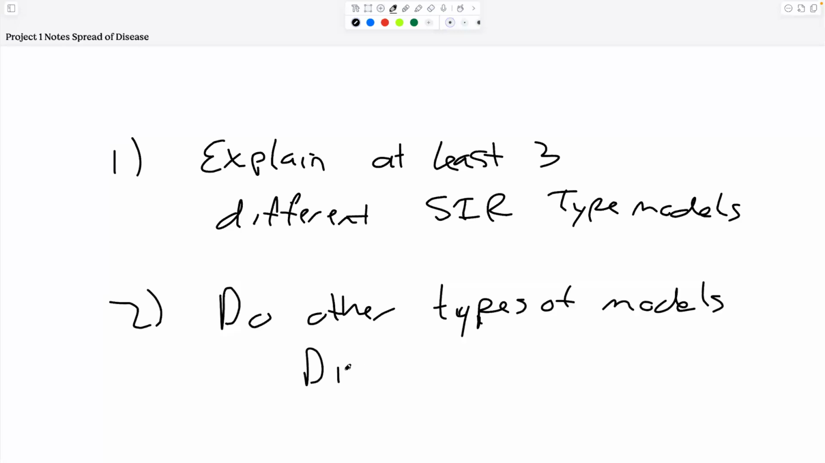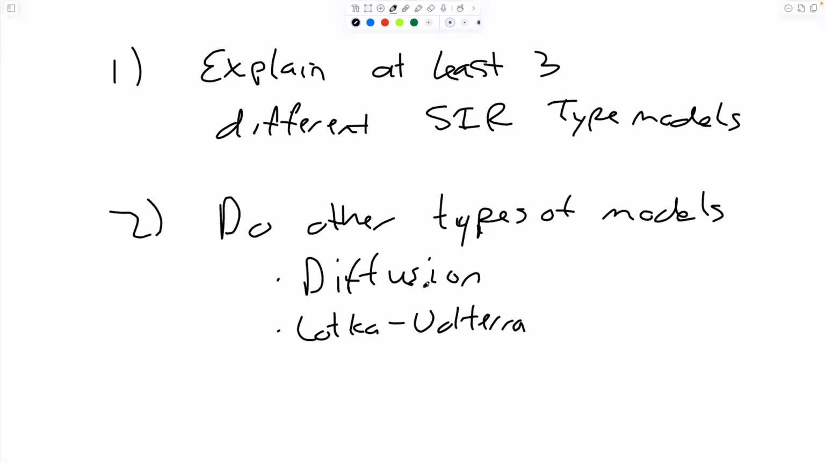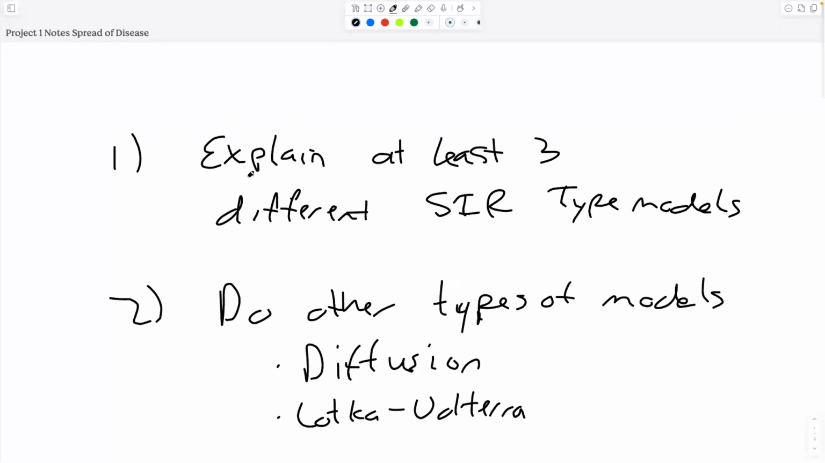So that could be that diffusion one I showed you. Diffusion or predator-prey, Lotka-Volterra. Or you could Google and maybe find somebody that's tried something different. Do some more stuff. Remember, your whole presentation is going to be 10 to 15 minutes long. So if you do a whole lot here, maybe you do 5 or 6 different SIR type models, you might not have time to do more here.